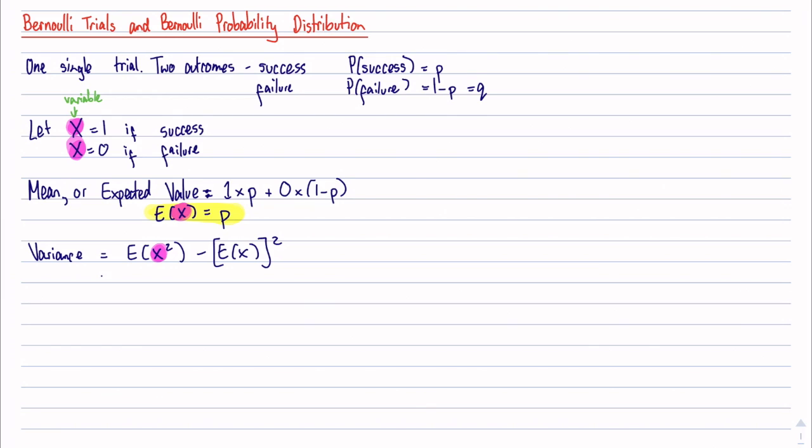Now, this means the expected value of X squared would have been 1 squared times P plus 0 squared times 1 minus P. And we've got that whole thing minus the expected value of X squared, so minus P squared. So that gives us 1 squared times P is P. 0 squared times 1 minus P is 0. P minus P squared, which gives us P(1 minus P), which equals PQ. Now, the useful formulas from this one to know is that one's pretty good to know.